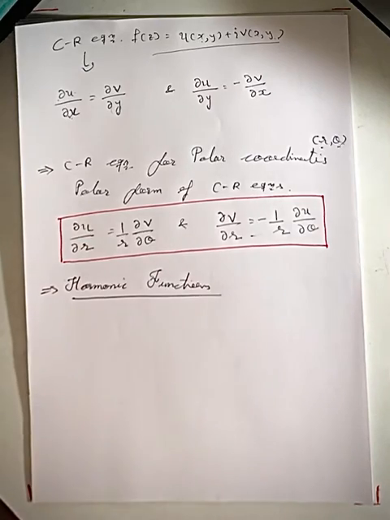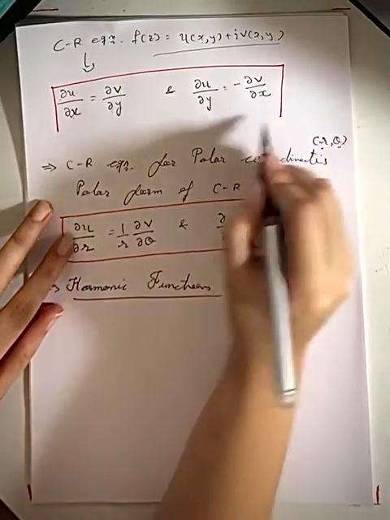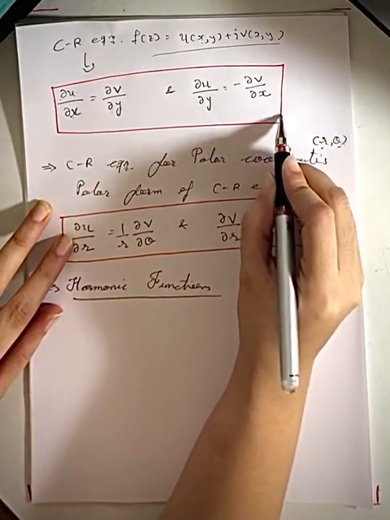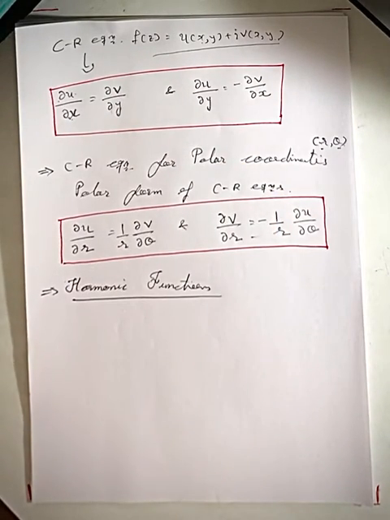So we should remember both these CR relations, this rectangular form, and the polar form of CR relations. So they are very helpful. Now, since we know these CR relations, we are in a place to define the harmonic functions.